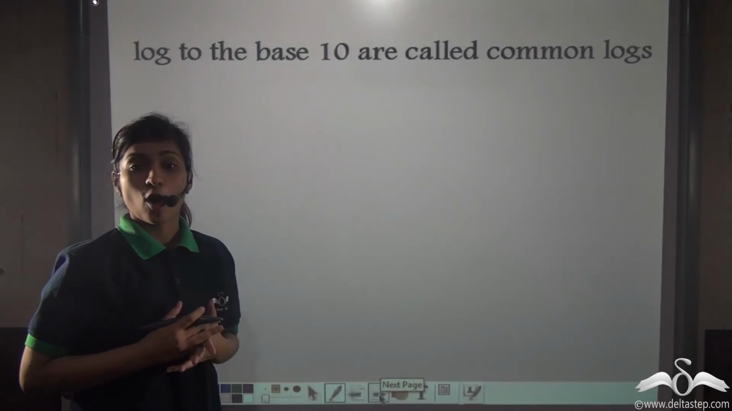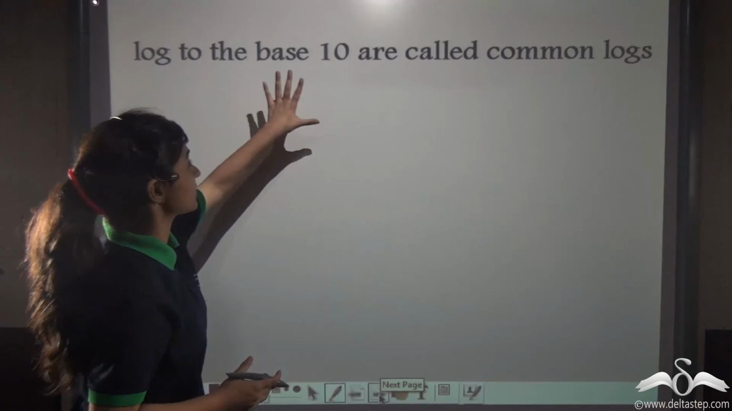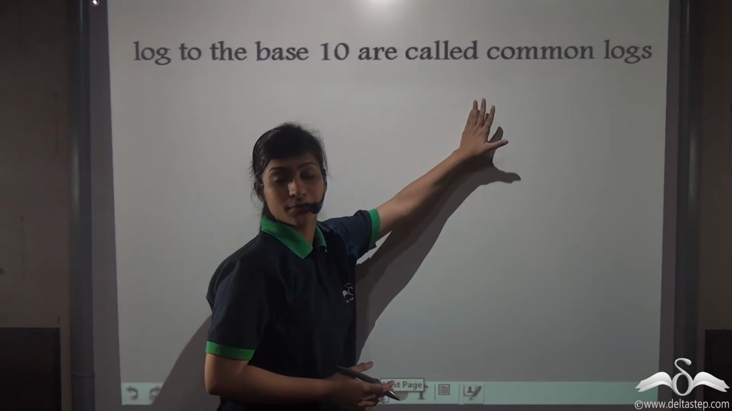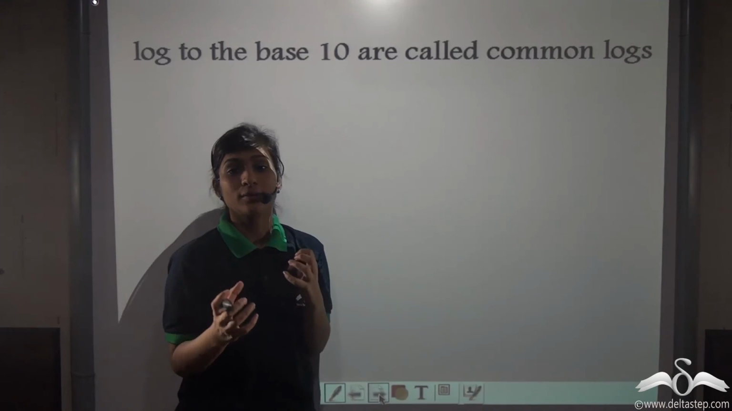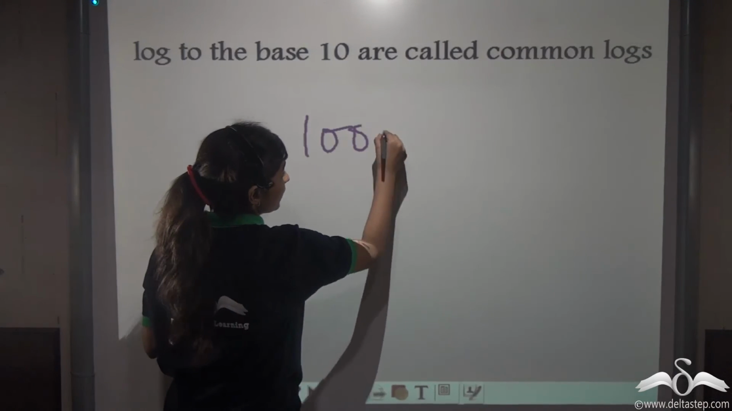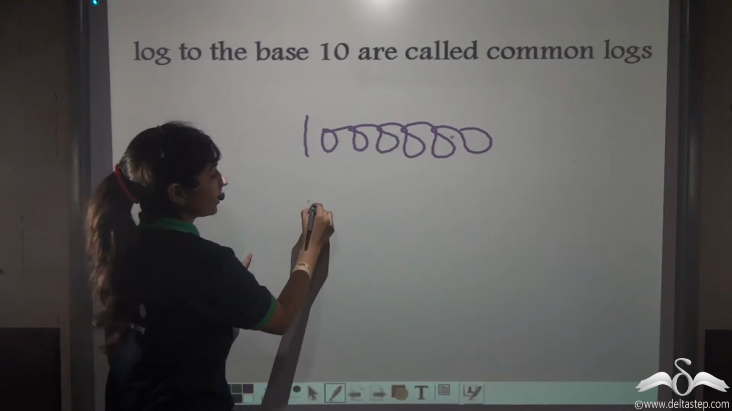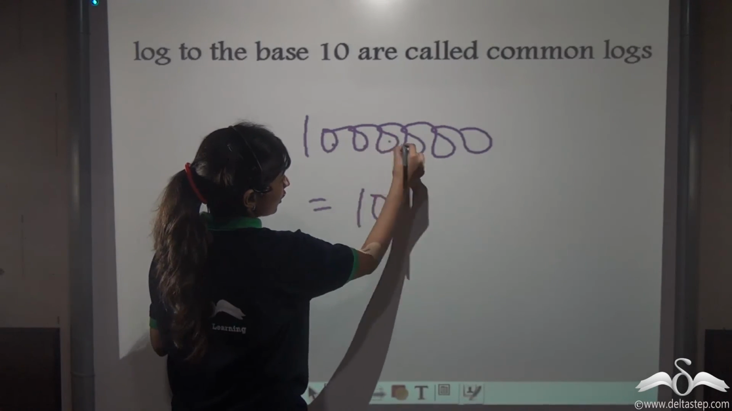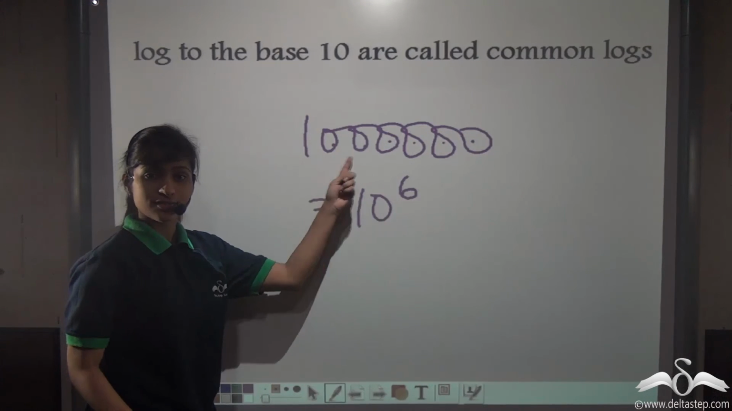Well, another very common and very important property of logarithm is that logs to the base 10 are called common logs. Well, what are common logs? You know that playing around with multiples of 10 is very, very easy. You can express a big number that is a multiple of 10 as a power of 10, like 1, 2, 3, 4, 5, 6. So this big number is actually 10 to the power 6. So this is very easy.